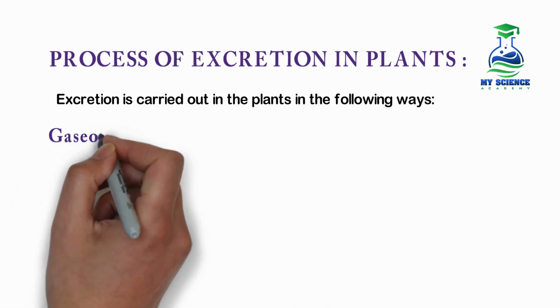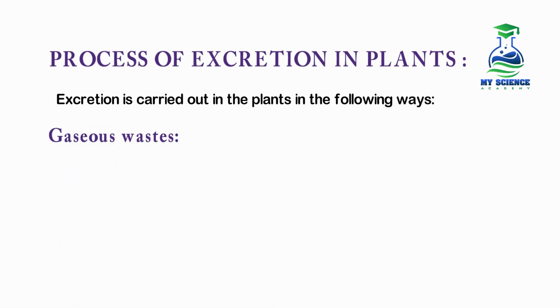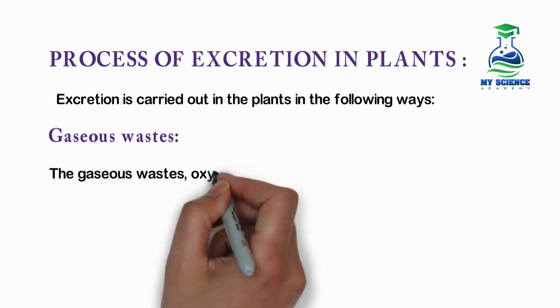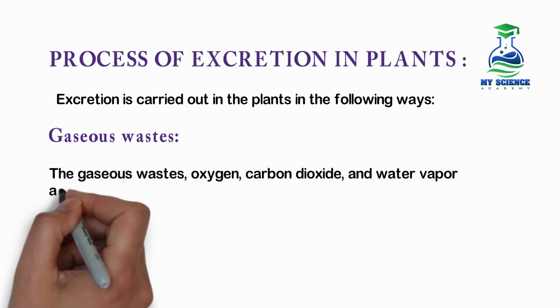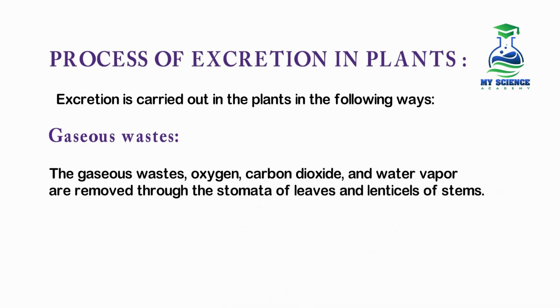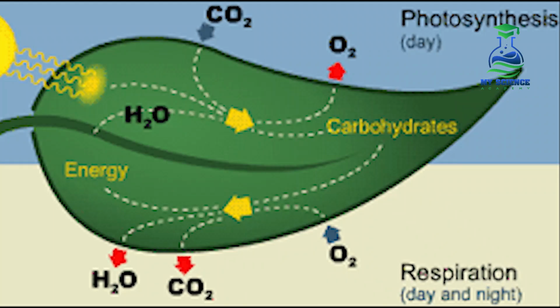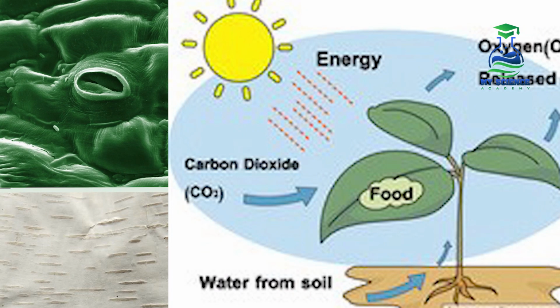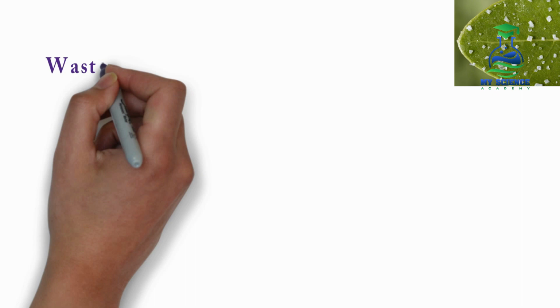The first one is the excretion of gaseous waste. The gaseous waste, oxygen, carbon dioxide and water vapors are removed through the stomata of leaves and lenticels of the stems. Here in this diagram, you can see the excretion of oxygen during photosynthesis and excretion of carbon dioxide and water vapors during respiration. And this excretion of gases occurs through the stomata and lenticels.